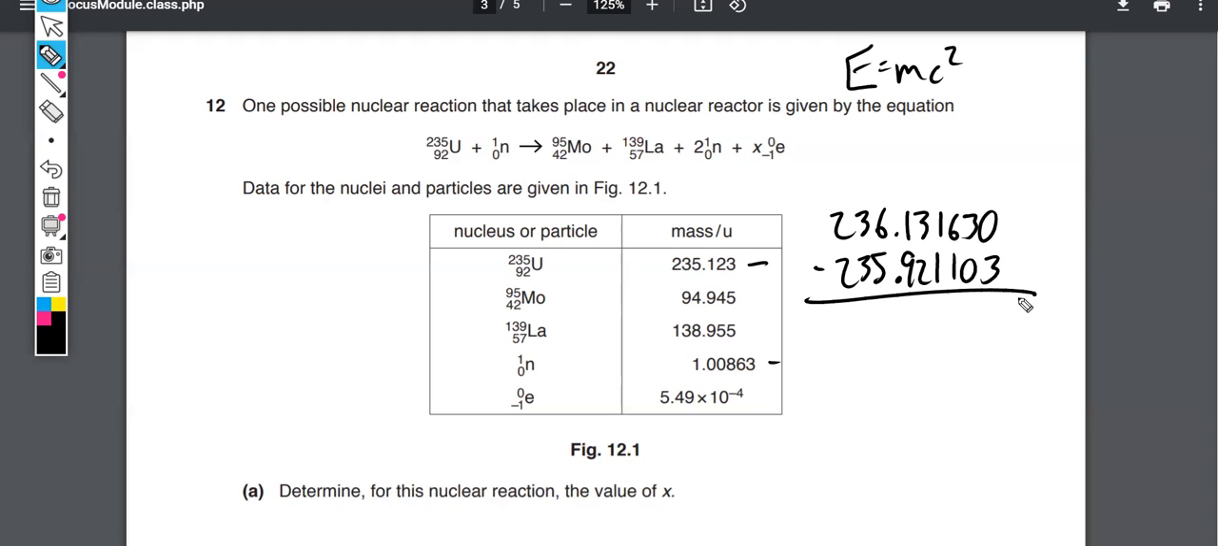235.921103. The difference is 0.210527 unified atomic mass units. That's the change in mass or the mass defect. So you're always trying to calculate a difference in mass, so you can plug it back into Einstein's equation because c squared is just always a constant number. And that's how you calculate energies for nuclear reactions. So I have this number in my calculator.